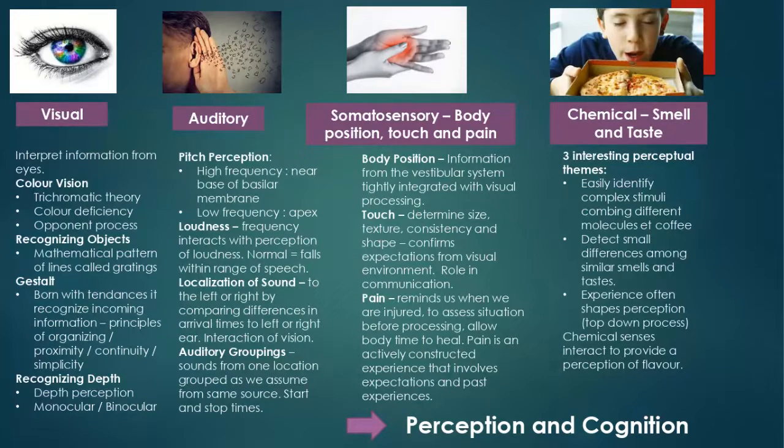Obviously, touch can tell us the size of something. It can tell us texture. It can tell us consistency and shape. And also, from our visual environment, we have a perception, then we touch it and we feel it, and it can confirm how we expect to feel something. So touch is an important way that perceptions are processed. And also, don't forget, touch has a role in communication, hugging people, babies, a sense of touch. So touch also speaks to communication as well.